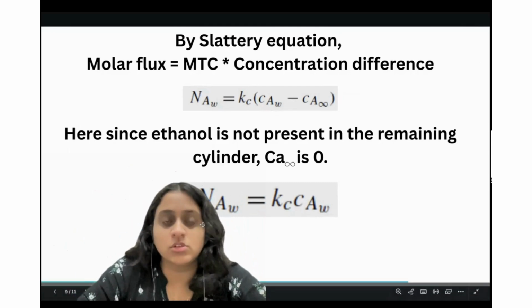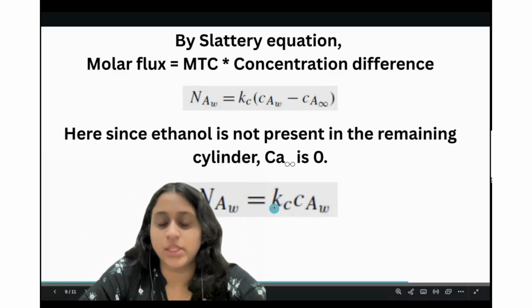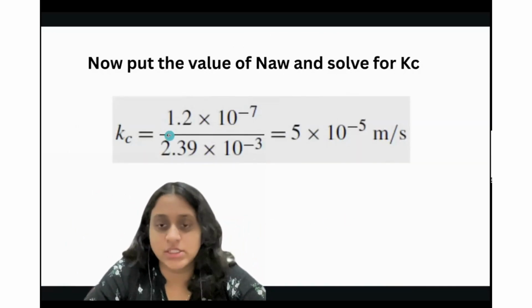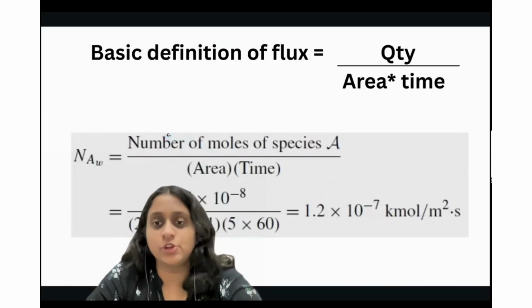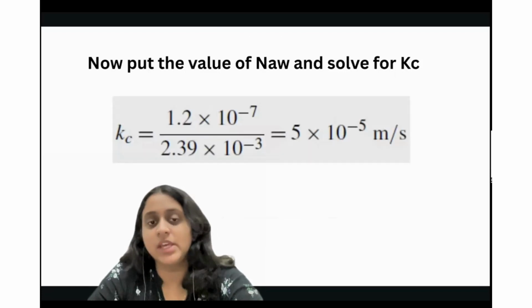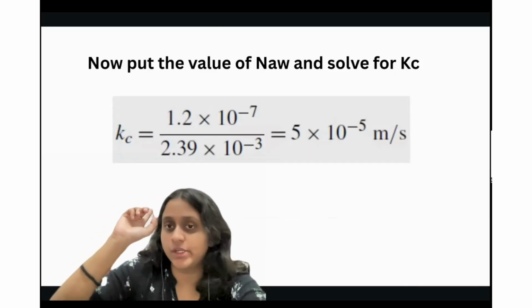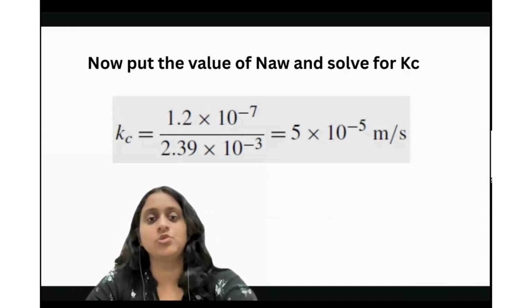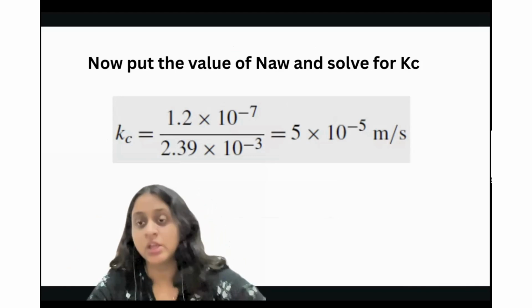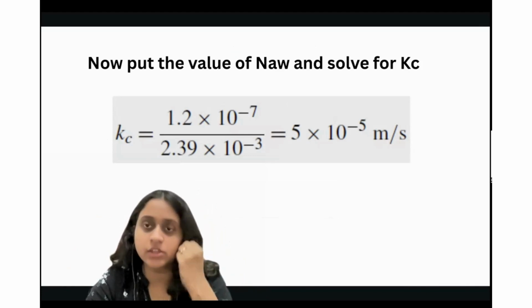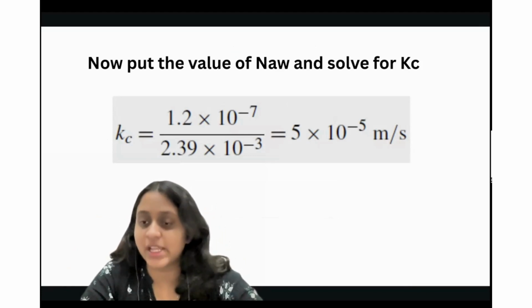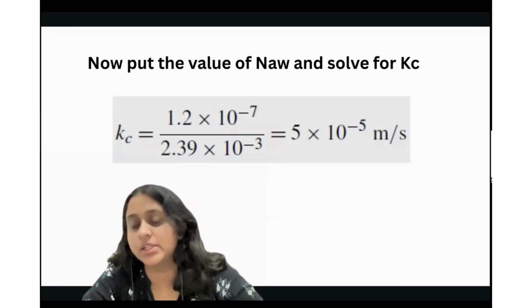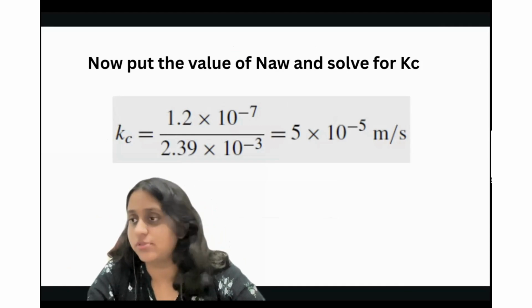So the molar flux is equal to K_c into C_AW. Here we have the value of N_AW and the value of C_AW which we calculated earlier. So by putting in these values, we can get the value of K_c. This is how we can use the Slattery equation and the basic definition of flux to solve any numericals based on the interface flux of mass transfer.